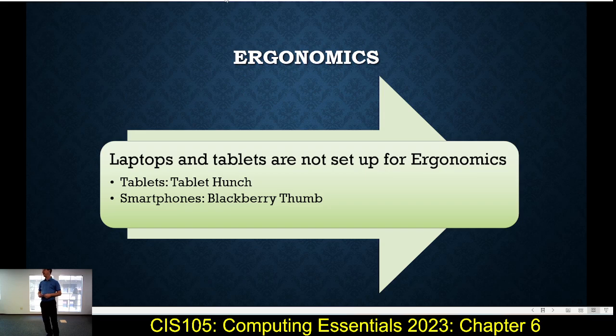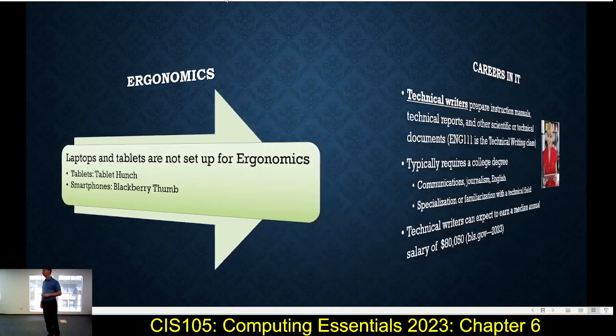All right, so laptops and tablets are not set up for ergonomics, because when people use tablets, usually they hunch over. And on smartphones, even today, we still use our thumbs or our fingers. They call that the BlackBerry thumb, even though it's not BlackBerry.